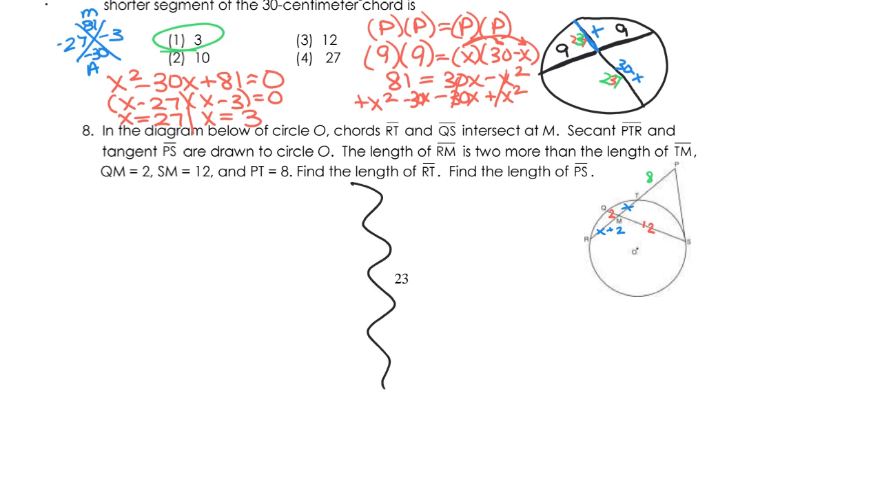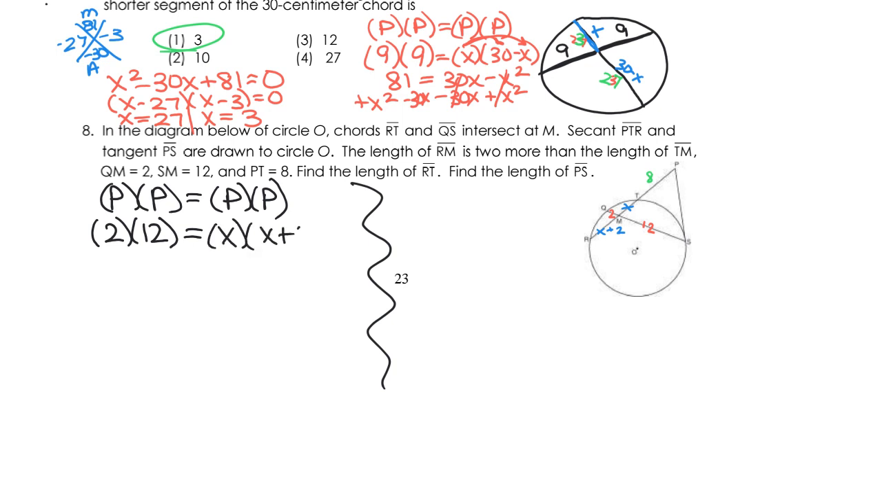So for the first one, we're going to go ahead and do the chords on the inside of the circle. So for the chords, remember the formula is part times part equals part times part. And so looking inside my circle here, I see one chord that has 2 parts of 2 and 12. So I'll use that one first. So this will be 2, this will be 12. And the other chord we called x and the other x plus 2.